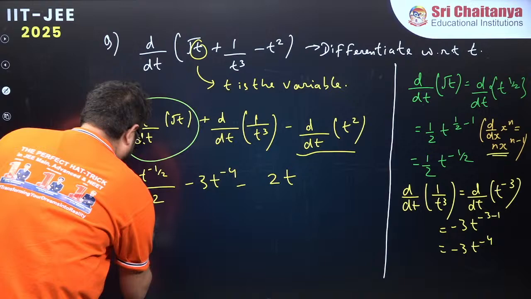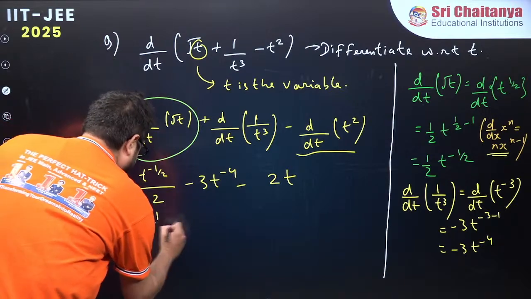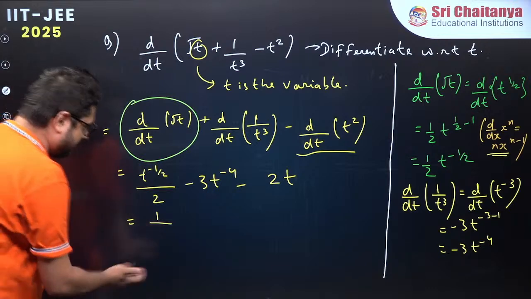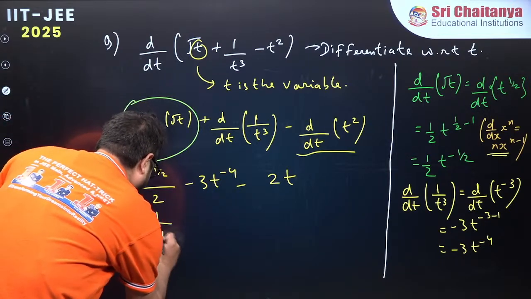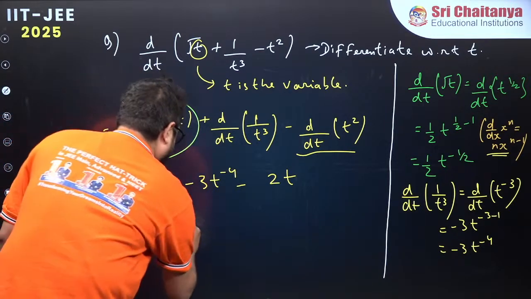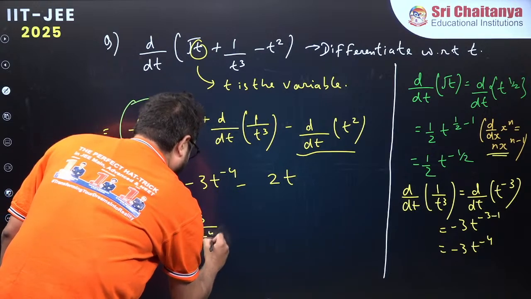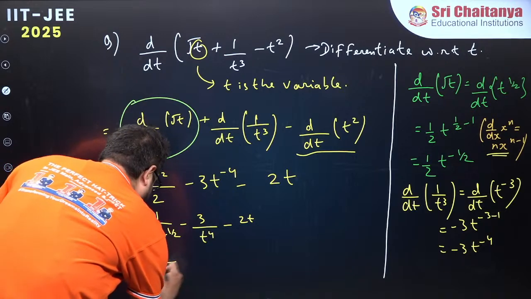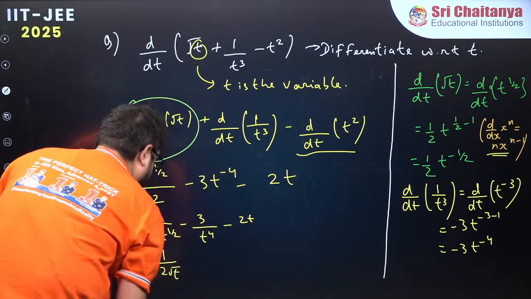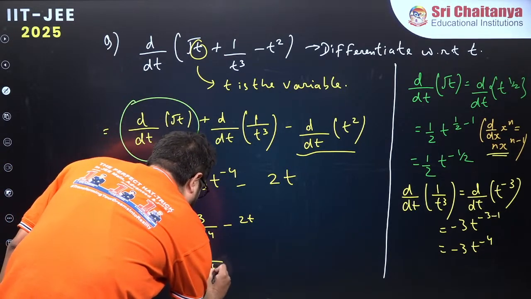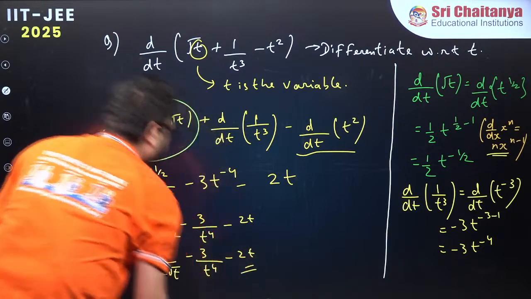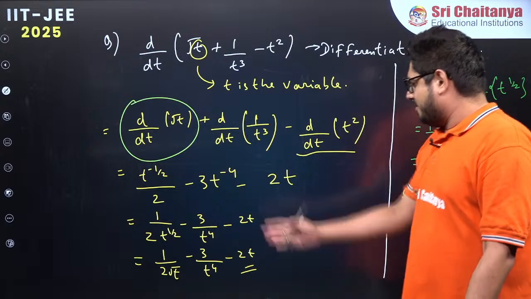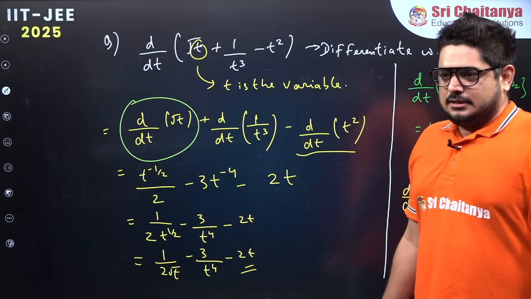So now the final equation, we can write it as this t to the power minus half can be brought to the denominator. It can be written as half t to the power half minus 3 by t to the power 4 minus 2t. So this can also be written as 1 by 2 root t minus 3 by t to the power 4 minus 2t. So that's how you can do it. I believe that you all got this answer. Yes or no, everyone?